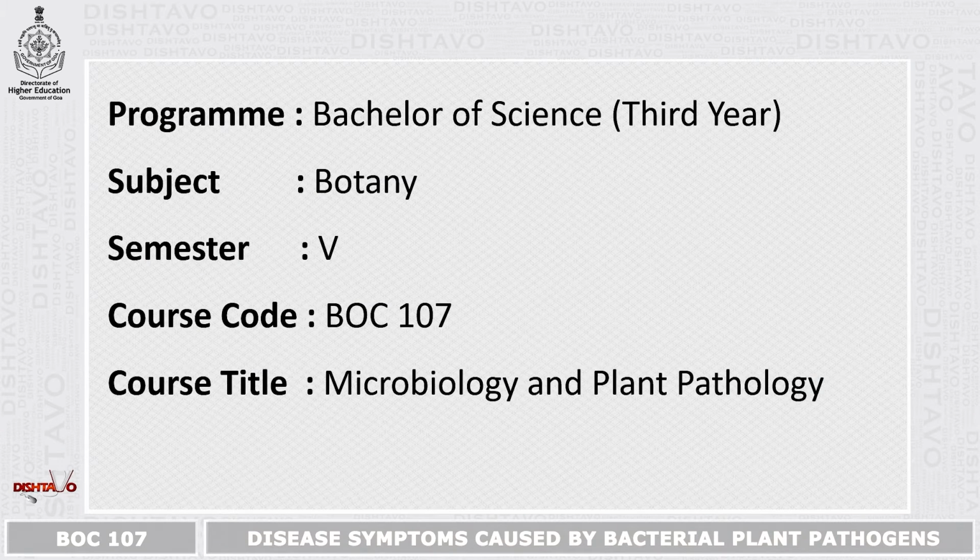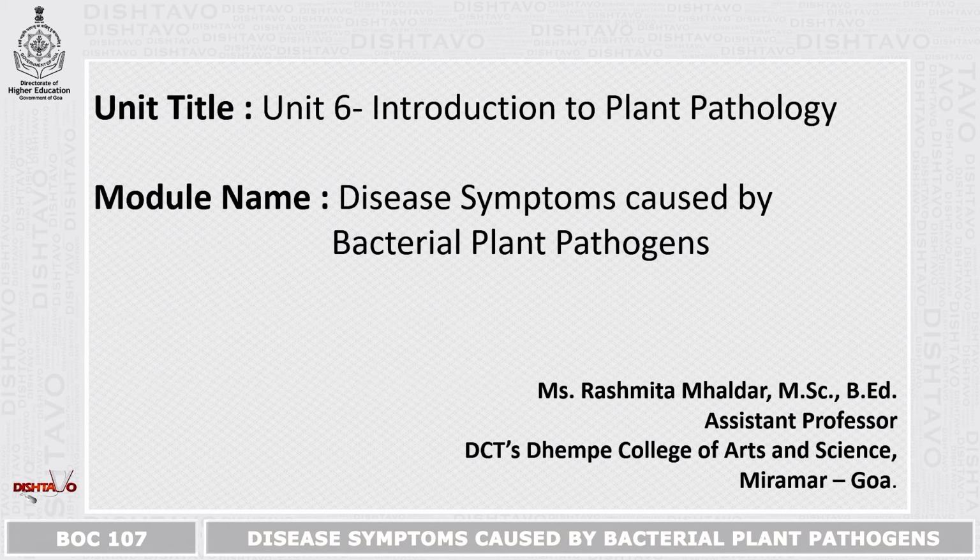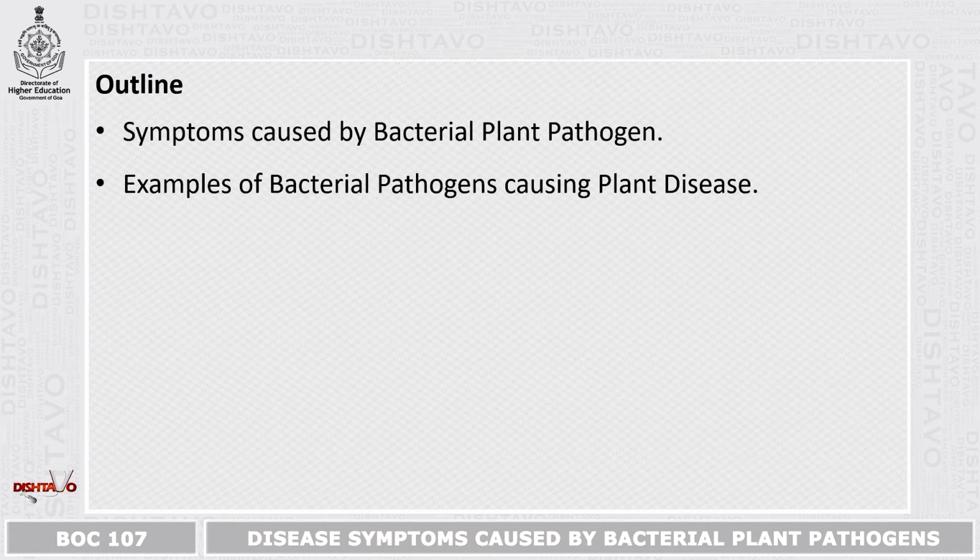This module is for third year BSc students. Subject is Botany, Semester 5. Course code is BOC 107. Course title is Microbiology and Plant Pathology. The unit title is Unit 6, Introduction to Plant Pathology. The module name is Disease Symptoms Caused by Bacterial Plant Pathogens.